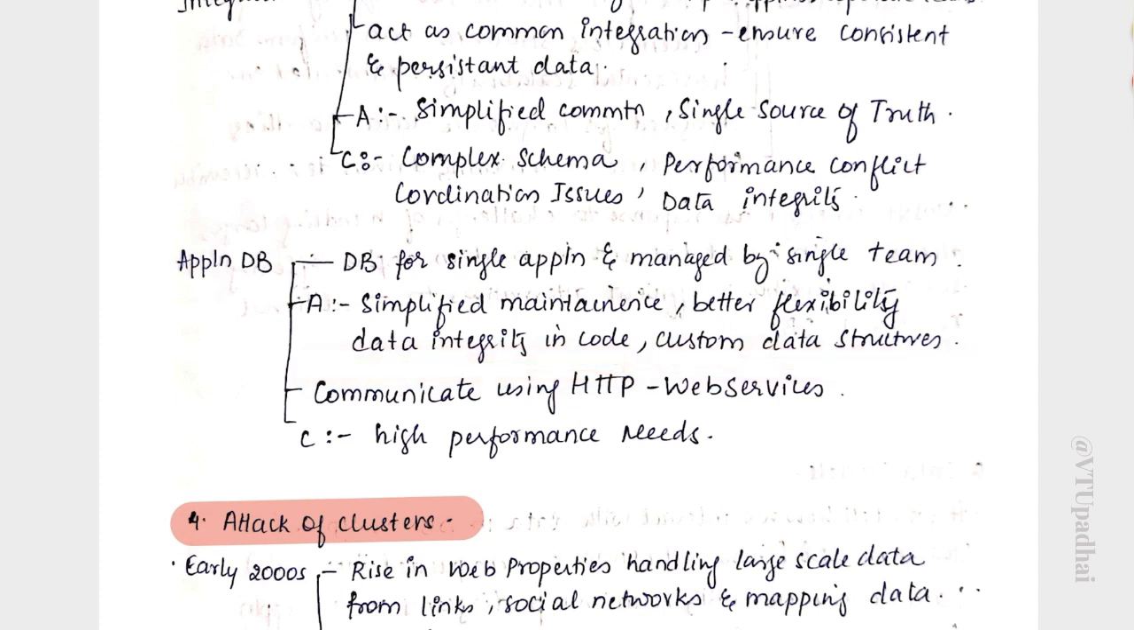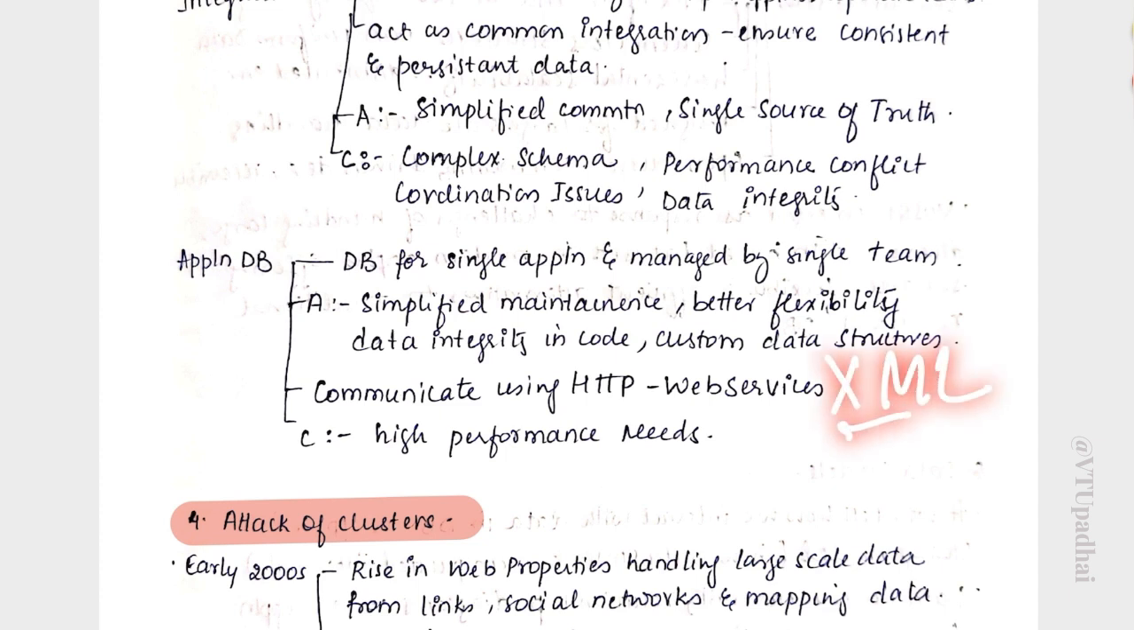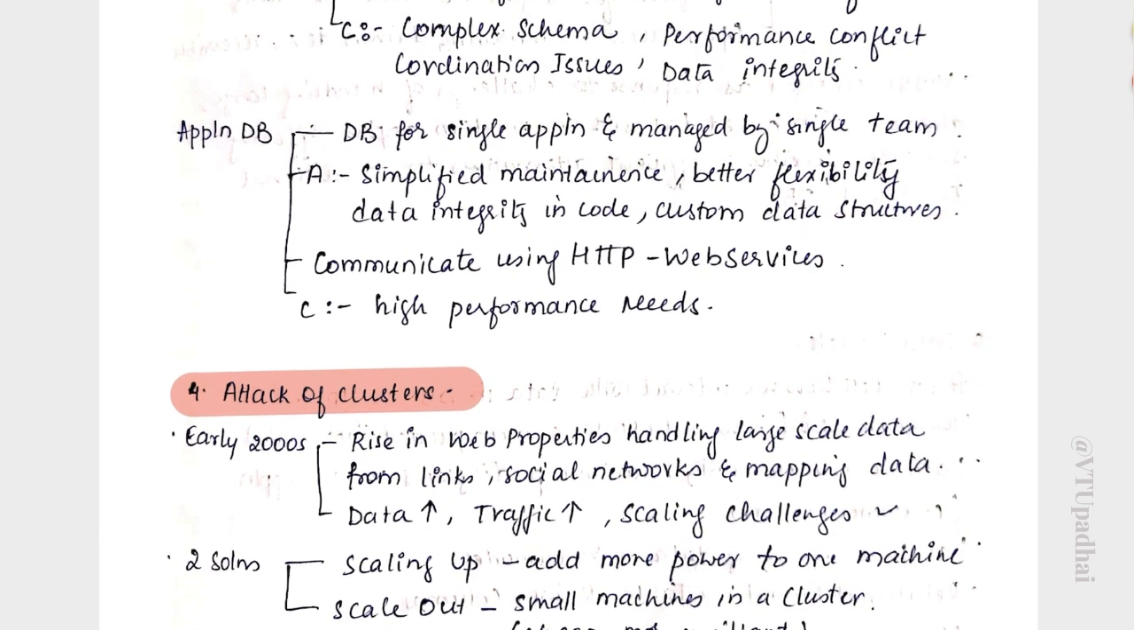Next, we have custom data structures. So decoupling from the integration, that is breaking out from the integration, allows the use of non-relational databases or rich data structures. It could be the XML or JSON format for application specific needs. So all these were the advantages.